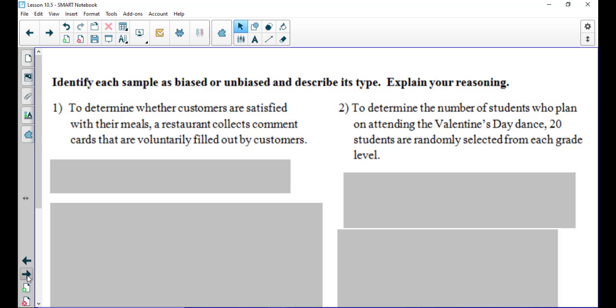So in our first 4 examples, we want to identify each sample as biased or unbiased and then describe its type, and we'll also explain the reasoning. That's something we would discuss as a class.